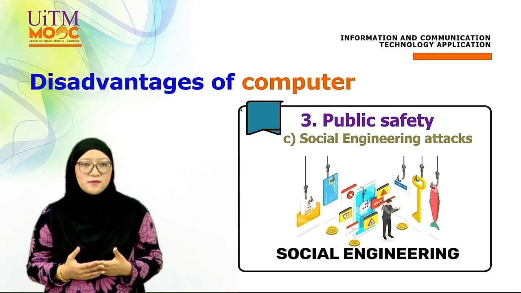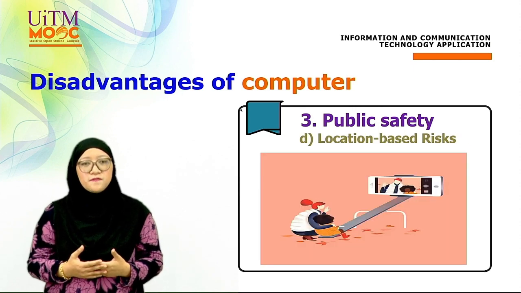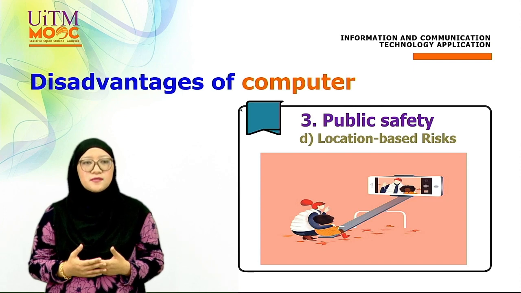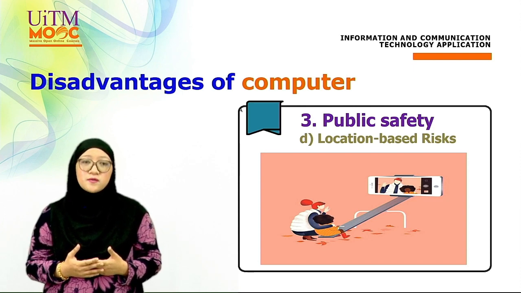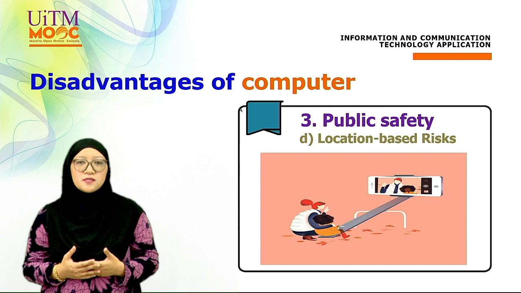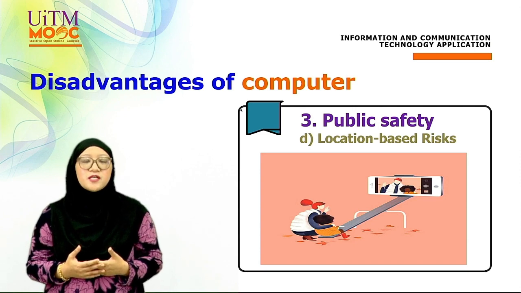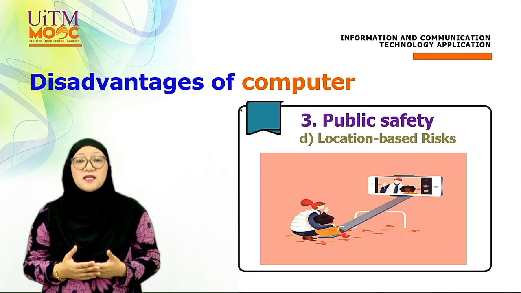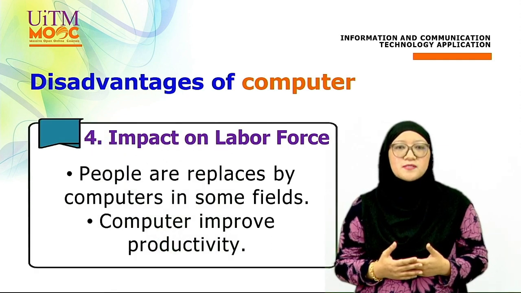The last concern about public safety is location-based risk, which refers to the potential dangers associated with disclosing one's physical location or whereabouts online, which can be exploited by malicious actors for various purposes, including theft or harassment.